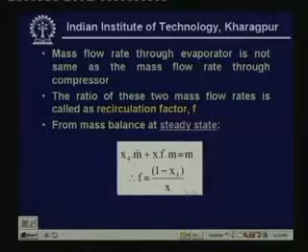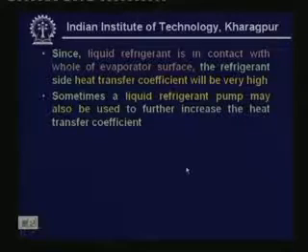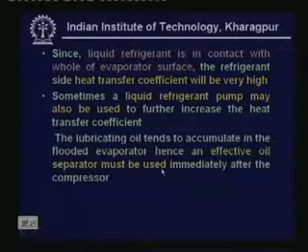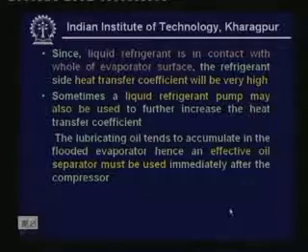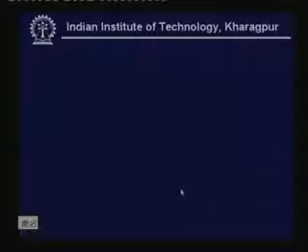So, once you know the qualities you can calculate the circulation factor. Circulation factor will be greater than 1. That means more refrigerant circulates through the evaporator than is evaporated. Now, what are the advantages? Since liquid refrigerant is in contact with the whole of the evaporator surface, the refrigerant side heat transfer coefficient will be very high. Sometimes a liquid refrigerant pump may also be used to further increase the heat transfer coefficient. The lubricating oil tends to accumulate in the flooded evaporator, hence an effective oil separator must be used immediately after the compressor.